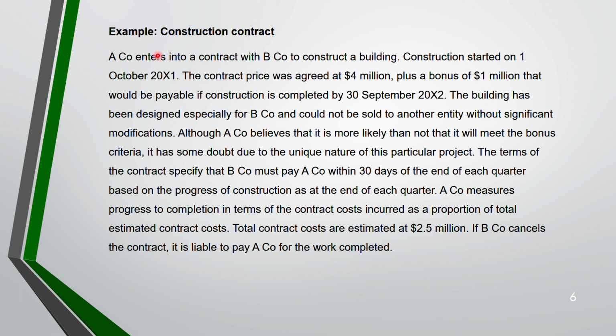So A company is entering into a contract with B to construct a building. Construction started on 1st October. The contract price was 4 million plus a bonus of 1 million that would be payable if construction is completed by 30th September. Building has been specially designed for B and it cannot be sold to any other entity without modification. A believes that it is more likely than not that they will meet the bonus criteria. Okay.